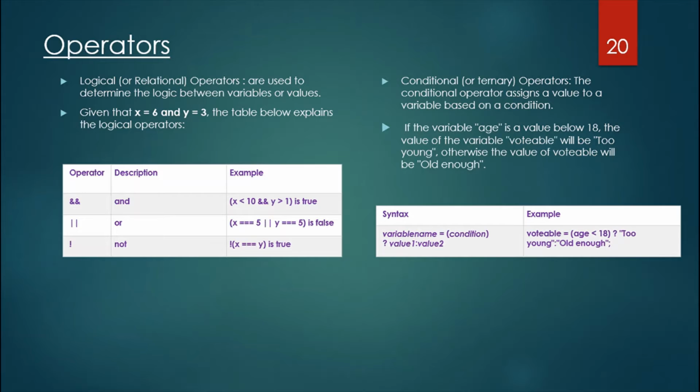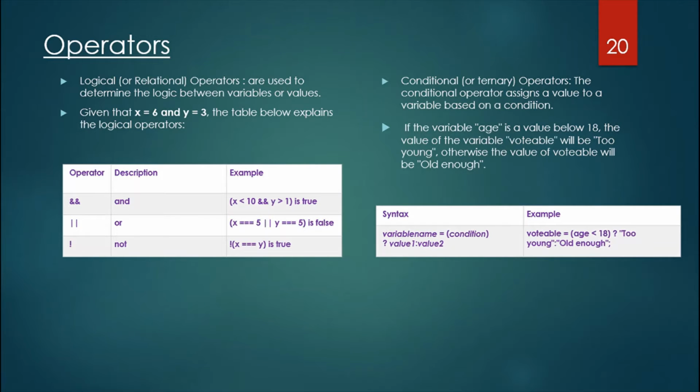While in the OR operator, look at x triple equal 5, or we can say x strictly equal to 5. Is that correct? No, because x is strictly equal to 6. What about y strictly equal to 5? No. So both of the conditions are false, and this expression is false.